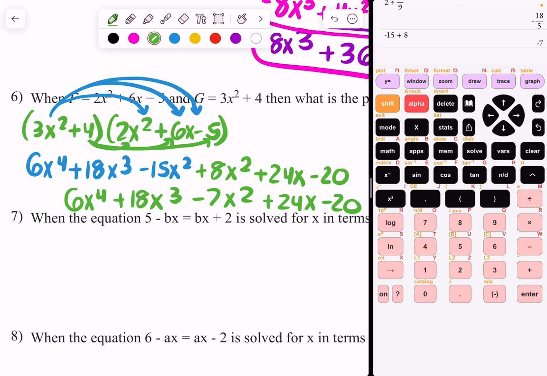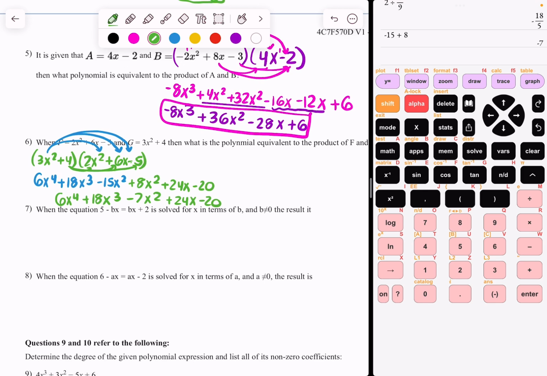I just want to make sure this is good. 3x squared times 2x squared is 6x to the fourth. 3 times 6 is 18, x times x is x to the third. 3 times 5 is -15x squared. 4 times 2 is 8x squared. 4 times 6 is 24x, and 4 times -5 is -20. Okay, good. I just wanted to make sure it was correct. And that looks good to me. That is multiplying a binomial by a trinomial.